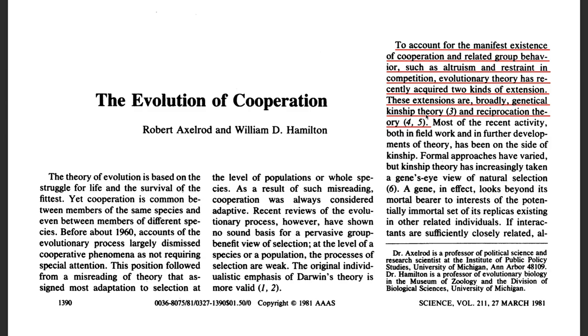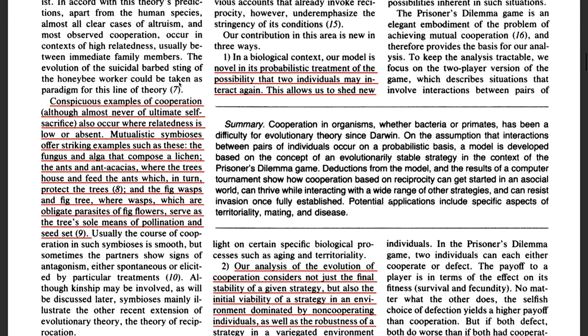So, for example, here. Conspicuous examples of cooperation, although almost never of ultimate sacrifice, also occur where relatedness is low or absent. So you cannot explain that one with genetic kinship. Are you following? Yes or no? Mutualistic symbiosis offers striking examples such as these, the fungus and, let's look at this, the ants and ant acacias, where the trees house and feed the ants, which in turn protect the trees. And the fig wasps and fig tree, where wasps, which are obligate parasites of fig flowers, serve as the tree's sole means of pollination and seed set.